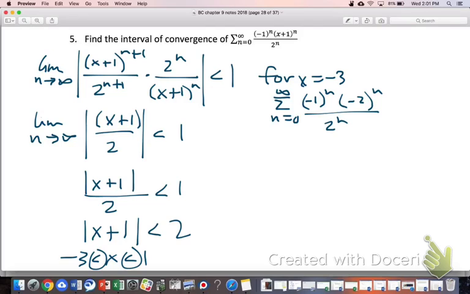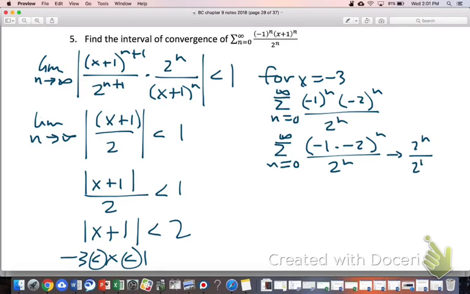If you got -1 to the n and -2 to the n, do you guys realize that that is the exact same thing as -1 times -2 to the n? Because couldn't you just reapply the n to both bases? I'm just undoing what's called the power of a product. Still over 2 to the n. Well, what's -1 times -2? So this is 2 to the n over 2 to the n, which is, well, yes, and the common ratio is 1.